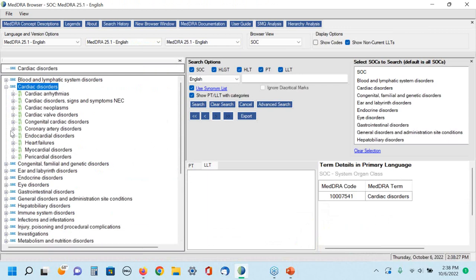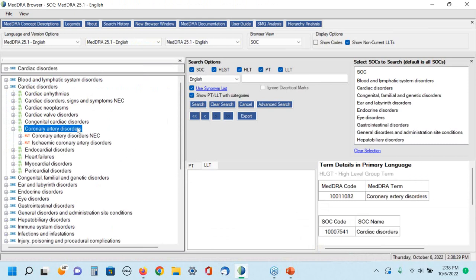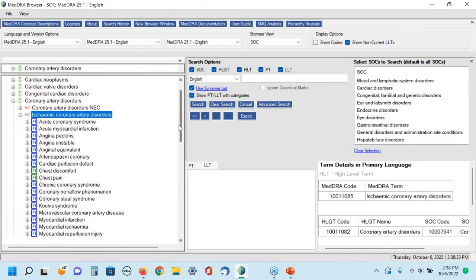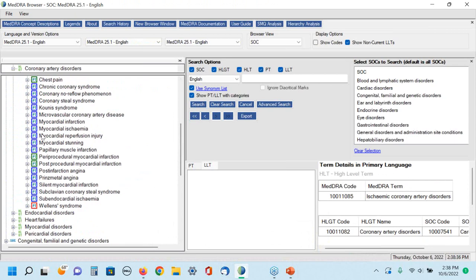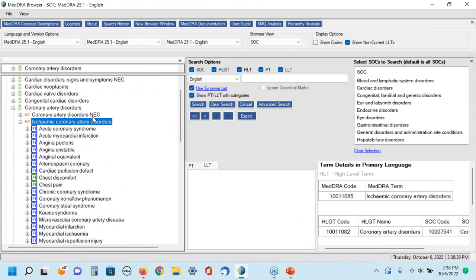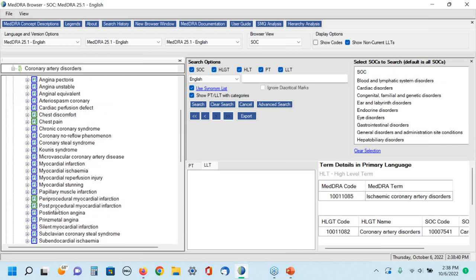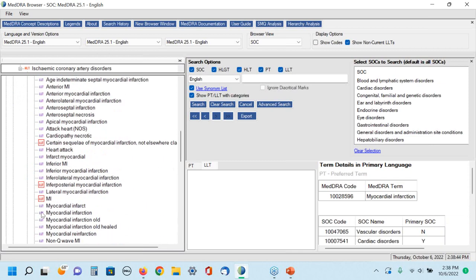I'll go under coronary artery disorders, and we're going to see two things here. I'm going to go into chest pain, and I'm going to show you something under ischemic coronary artery disorders. I'm going to open up myocardial infarction, and I'm going to show you 1, 2, 3 LLTs in red. That's how you know that an LLT is non-current and therefore shouldn't be used.